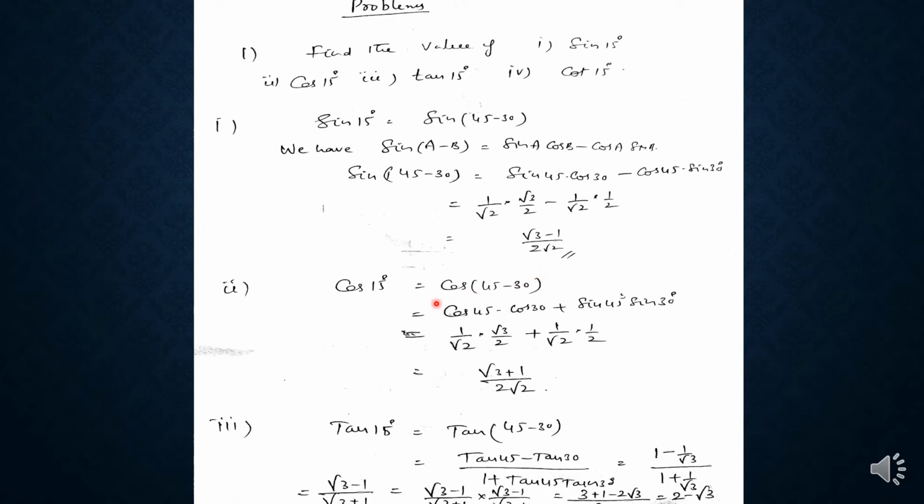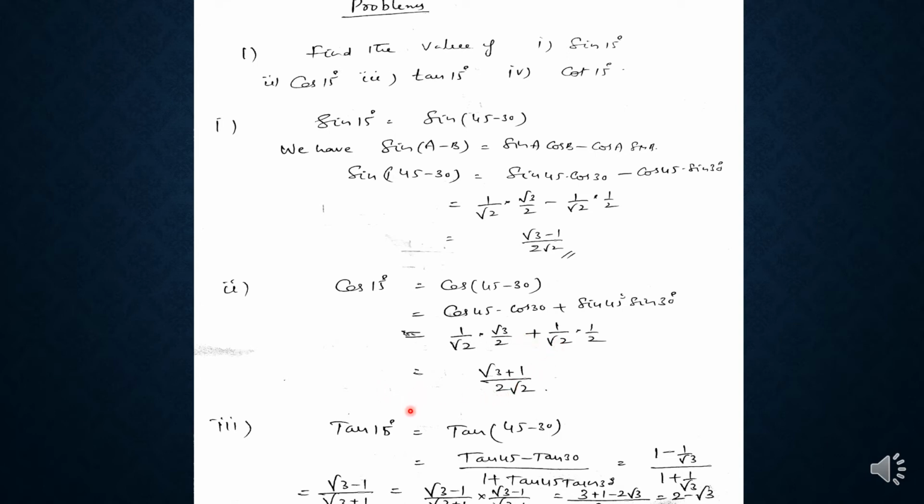Now cos 15. Cos 15 can be written as cos of 45 minus 30. This is in the form of cos of a minus b, that is cos a into cos b plus sin a into sin b. That is cos 45 is 1 by root 2 into cos 30 is root 3 by 2 plus sin 45 is 1 by root 2 into sin 30 is 1 by 2. So that can be written as root 3 plus 1 by 2 root 2.